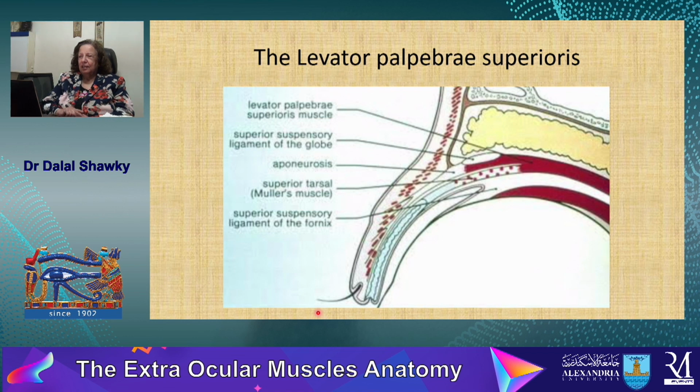This is the Levator Palpebrae Superioris, the cut section. In the cut section, it is known to be here above the superior rectus. Here is the superior rectus, here is the Levator Palpebrae Superioris.